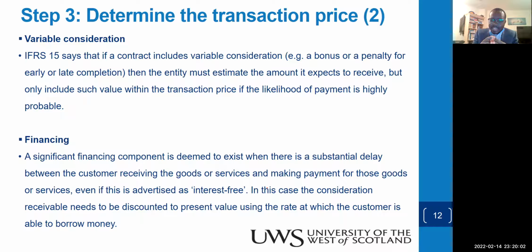We must estimate them reliably. But we are being told that we should only include the bonus that we get for completing the work early, for providing you with the goods and services early, or the penalty we incur for not meeting the deadlines. We must include such values within the transaction price, provided there's a high probability that they will occur.